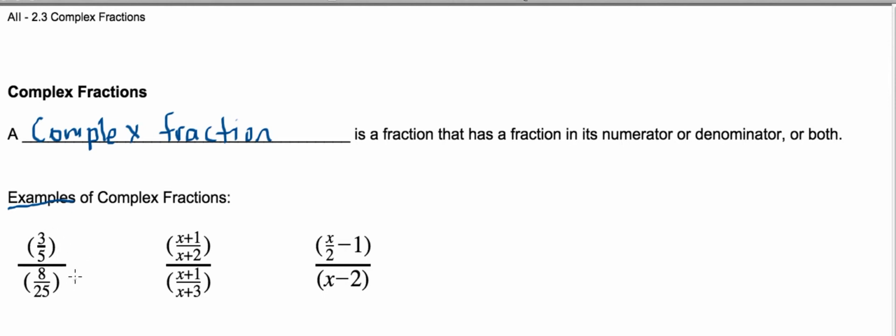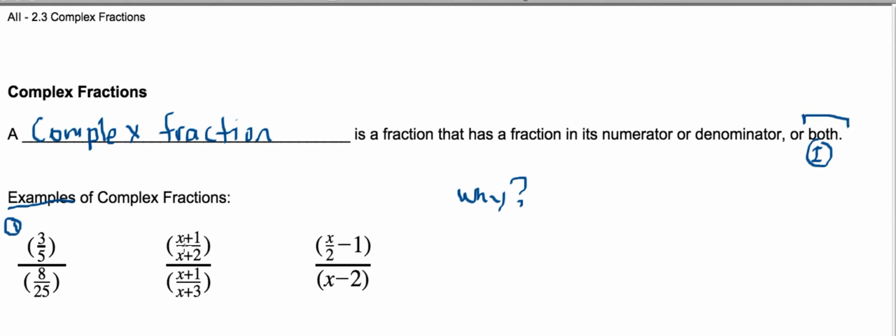Now, is number one a complex fraction? I say yes it is. And you might say, why? Well, I say number one is a complex fraction by this definition because in the numerator of this fraction, we have a fraction, 3/5, and in the denominator of this fraction, we also have a fraction, 8/25, which means that number one has a fraction in its numerator. It also has a fraction in its denominator, so number one has a fraction in both the numerator and denominator. So that counts for both. Okay, category both is number one.